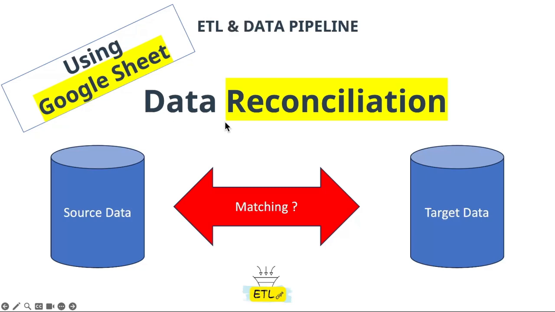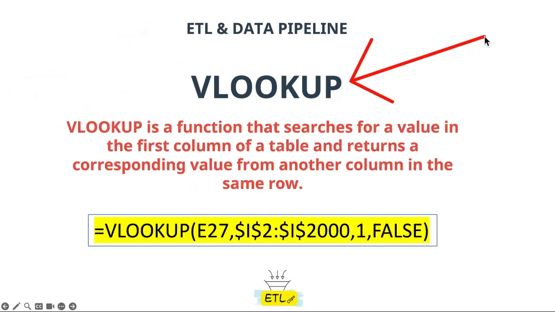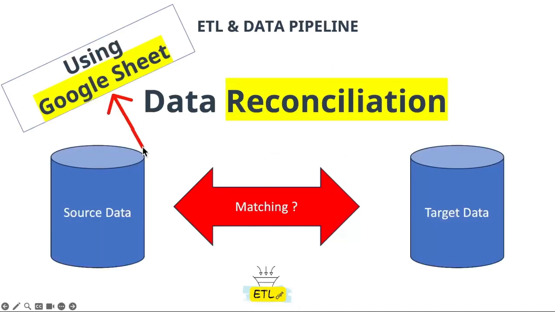Hello friends, in this video we are going to see how the reconciliation process works and how we can use Google Sheet and the formula to figure out whether the source data is matching with target data or there are any discrepancies. So in the earlier video we have seen this VLOOKUP function using Microsoft Excel. So in this video we are going to see how you can use Google Sheet to achieve the similar result.